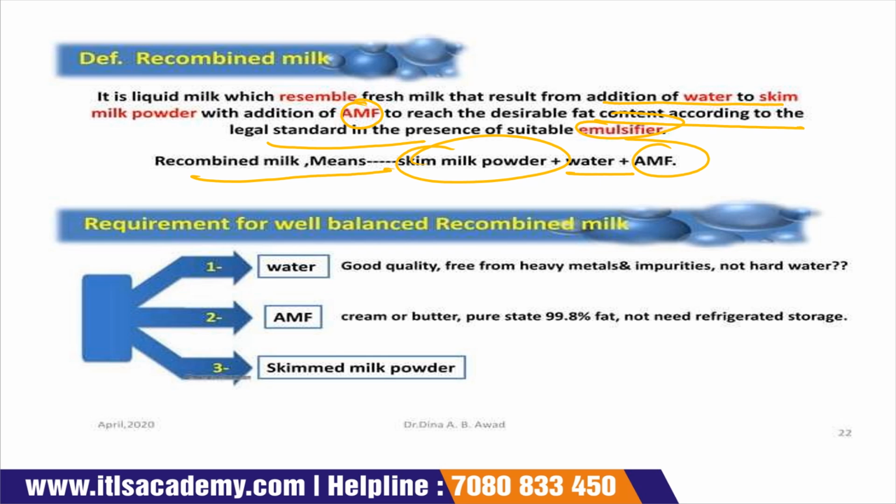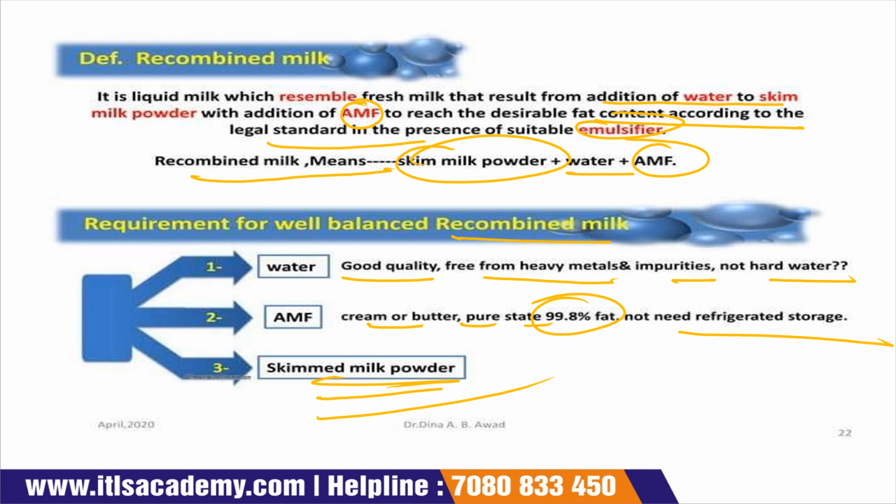Requirements for well balanced recombined milk: the water should be of good quality, free from heavy metals and impurities, not hard water. AMF, cream or butter, should be purer than 99.8% fat, with no need for refrigerated storage, and skim milk powder. So this is all about dry milk powder, their manufacturing and their microbiological aspects.